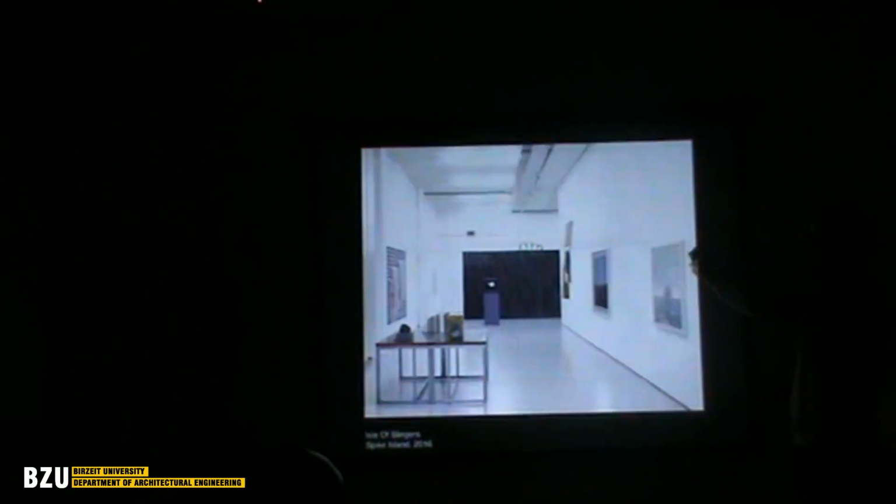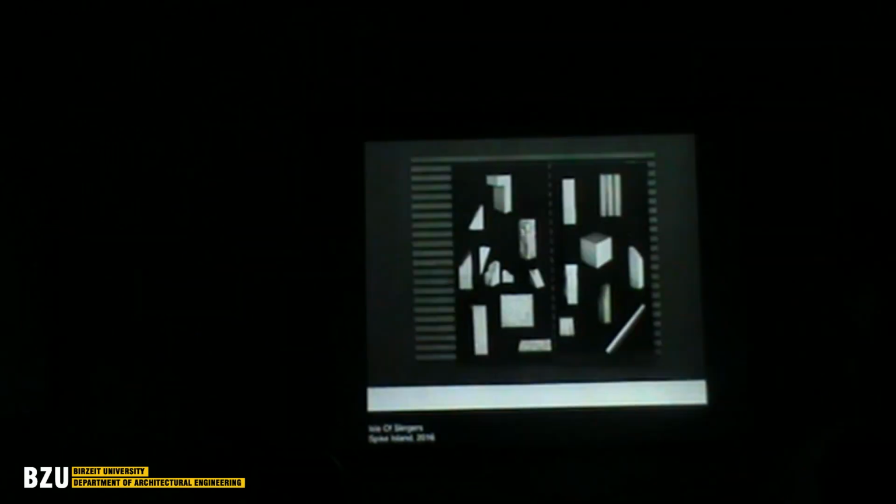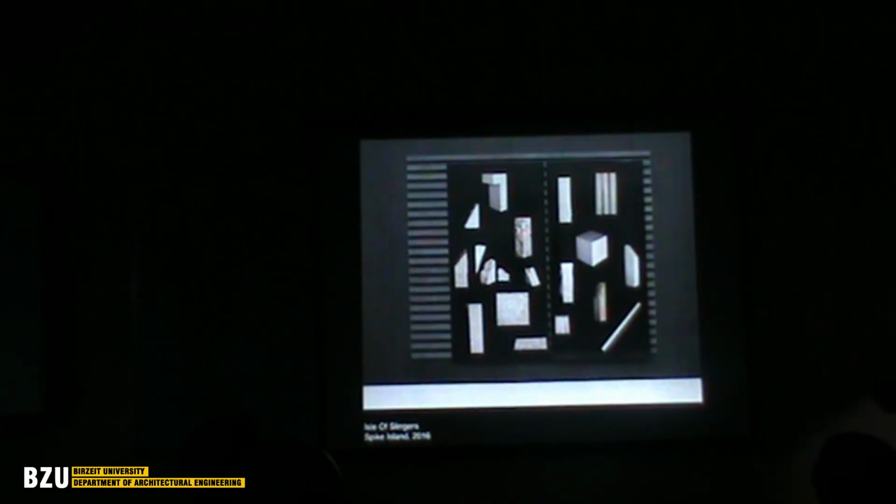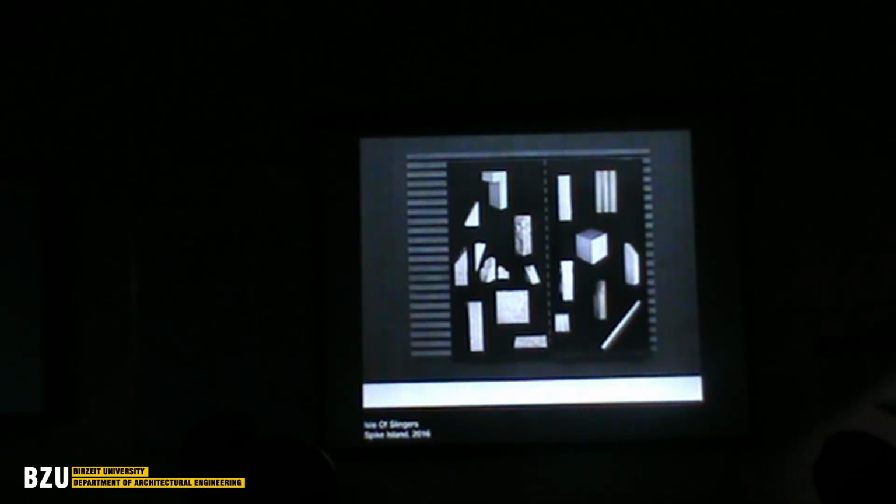So I use them in lots of different ways. I've used them physically in different configurations in shows, and I've also used them as a backdrop to a film, which I'm going to show you shortly.